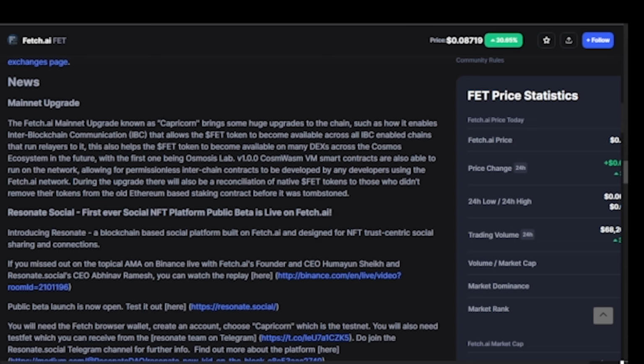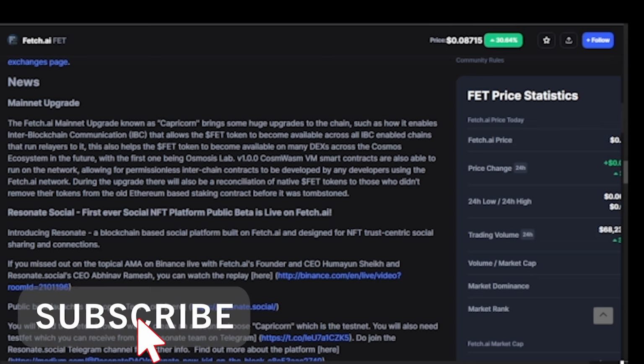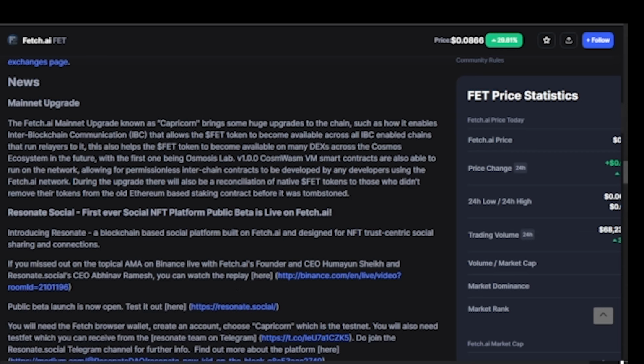The Fetch.ai mainnet upgrade, known as Capricorn, brings some huge upgrades to the chain, such as enabling inter-blockchain communication that allows the FET token to become available across all IBC-enabled chains that run a relayer to it. This also helps the FET token to become available on many DEXs across the Cosmos ecosystem in the future, with the first one being Osmosis Lab version 1.0.